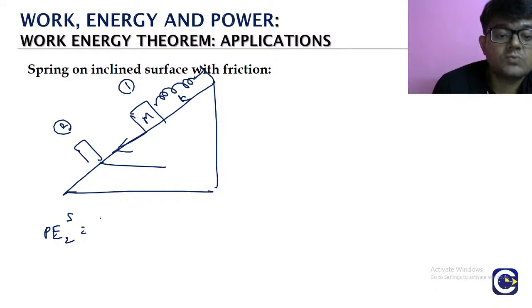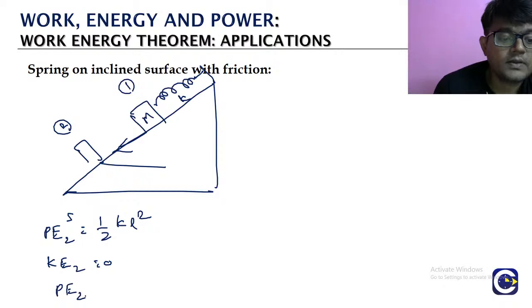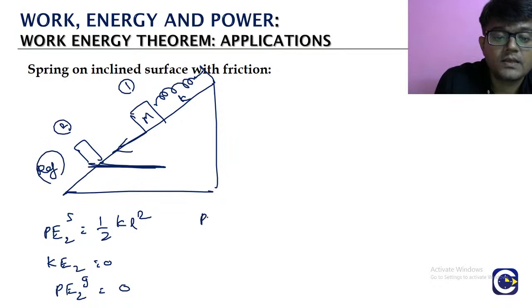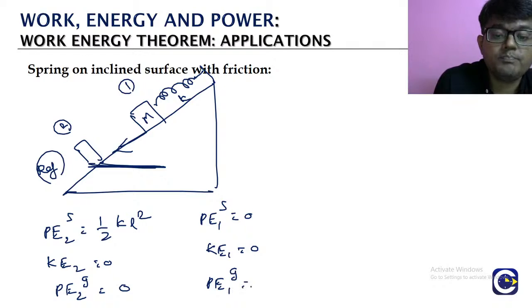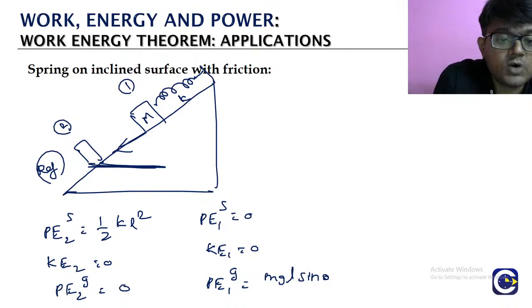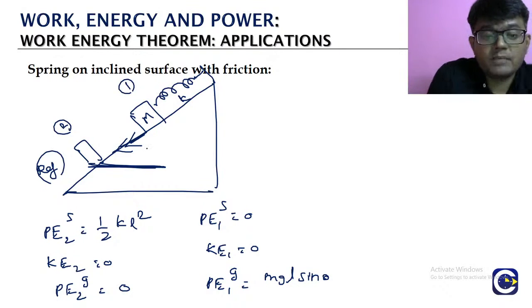PE2 of the spring is half k L square. KE2 will be 0. PE2 gravitation is 0 because this is what we have taken as the reference. All these values we already got. PE1 of the spring is 0. KE1 is 0. PE1 gravitation, remember, is m g L sine theta. So everything is the same as before, but the only thing is that when the block is moving along the plane, there is friction.